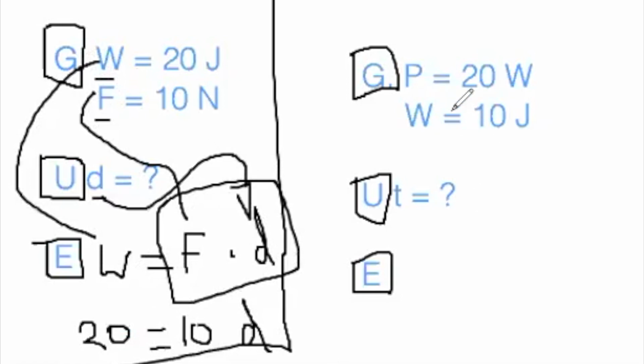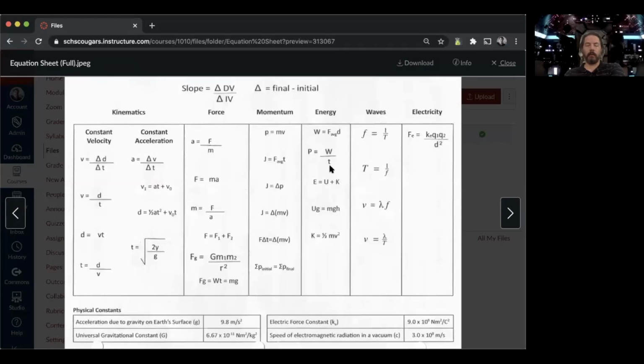Okay. All right. So let's take a look at this one. Look at this next equation. And so we've got power, we've got work, and we've got time. So I go back to my equation sheet and I'm looking for an equation that has power, work, and time, which happens to be this equation right here. Let's take a look. Are there any others that might do the job?